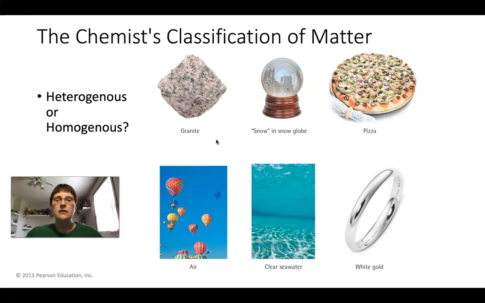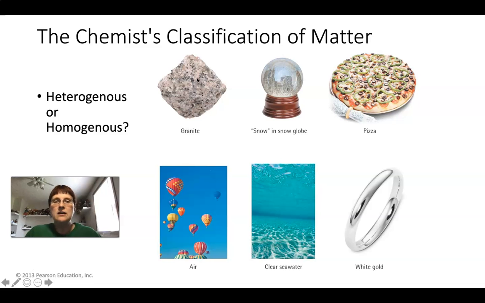So again, the way you tell them apart: homogeneous mixtures, when you look at them, they are the same, meaning that you cannot tell the elements or the compounds apart from each other in the mixture, versus heterogeneous, where you can tell the pieces and parts apart from each other in the mixture. And you may have, as you've been looking at this, been able to figure out that everything in the top row are the heterogeneous mixtures.